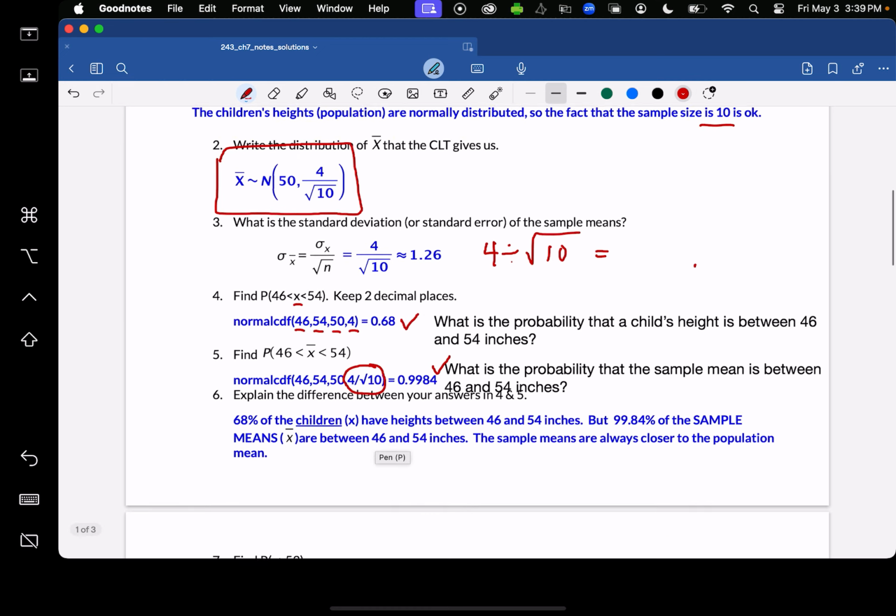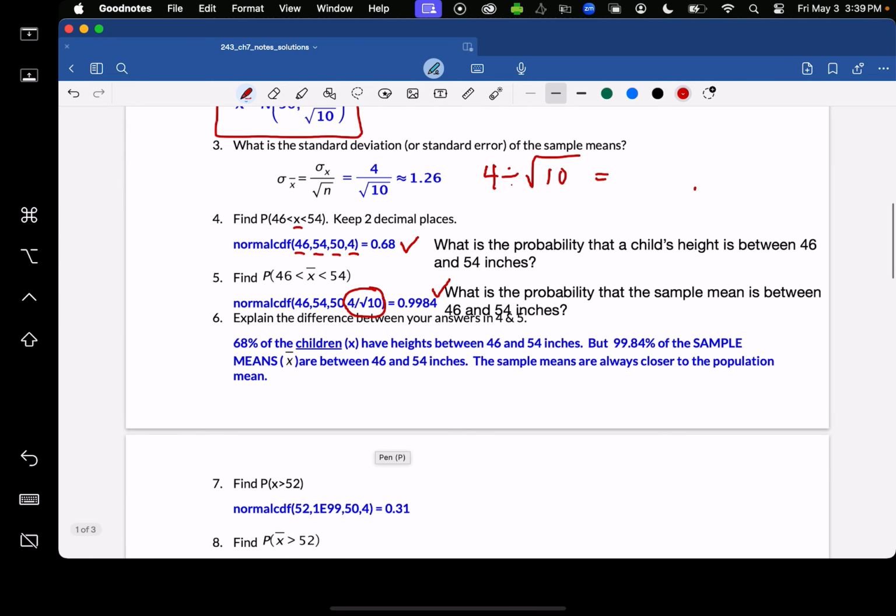And then down here, I'm just explaining the difference between my answers in 4 and 5. 68% of the children have heights between 46 and 54. This is what I just said. The sample means are always going to be closer to the population mean. That shouldn't be too surprising.